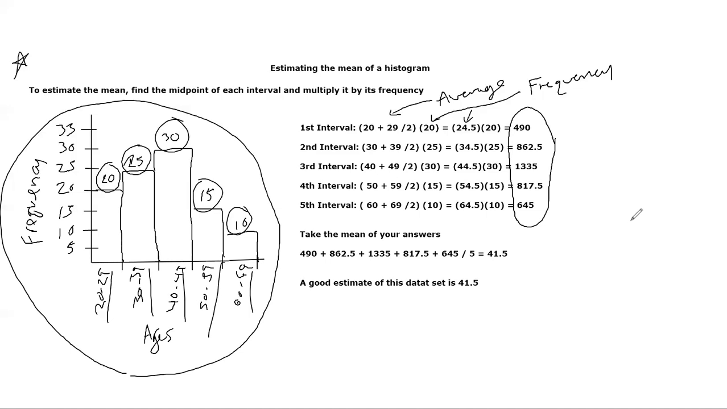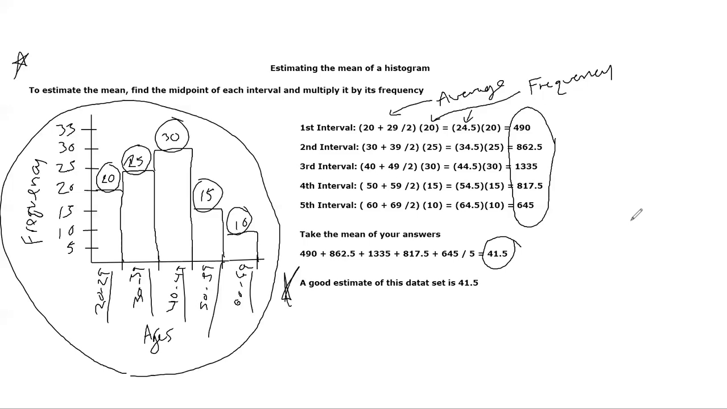Okay, so what do I get? I end up with something like 4,150 divided by 5. I know I don't have that there, but if you add up all those numbers, you should get 4,150. And we divide that by 5 because there's 5 numbers in my problem. And that gives me 41.5.